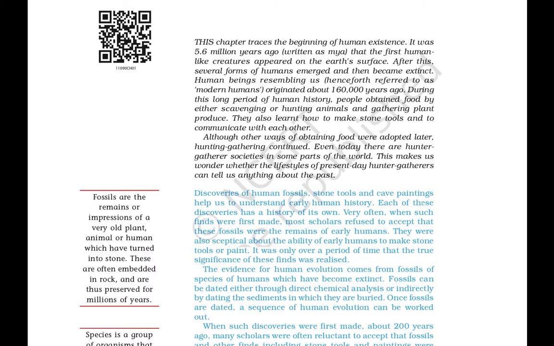160,000 years ago. During this long period of human history, people obtained food by either scavenging or hunting animals and gathering plant produce. They also learned how to make stone tools and to communicate with each other. Although other ways of obtaining food were adopted later, hunting-gathering continued. Even today, there are hunter-gatherer societies in some parts of the world. This makes us wonder whether the lifestyles of present-day hunter-gatherers can tell us anything about the past.